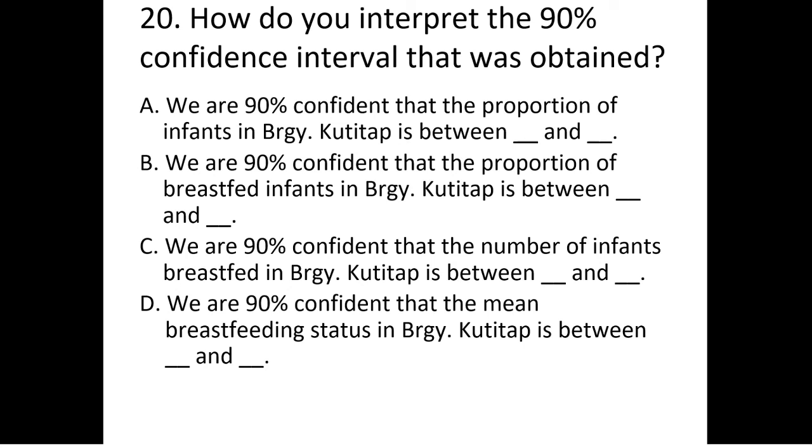Next, how do you interpret the 90% confidence interval that was obtained? Again, components of a good interpretation: confidence level, parameter being estimated, lower limit, and upper limit. Most representative of that is letter B. We are 90% confident that the proportion of breastfed infants in Barangay Kutitap is between this and that.